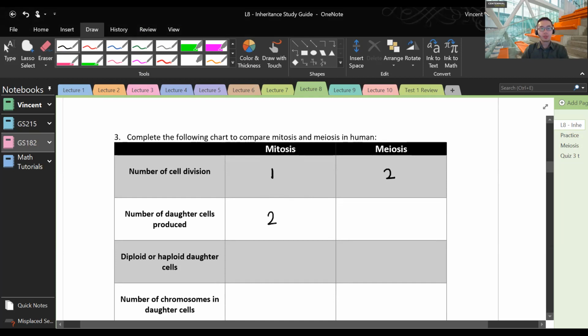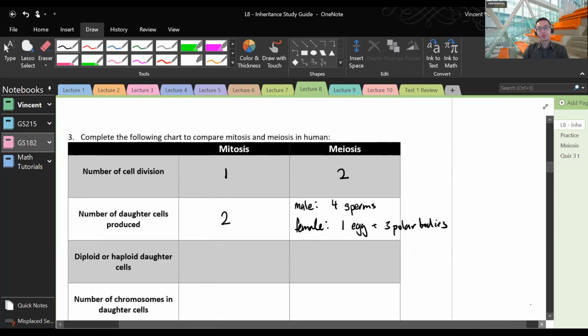Mitosis, we have 2 daughter cells. And for meiosis, it's a little bit different for male and female. In male, we're going to have four sperms from 1 germ cell. But for female, it's just going to be 1 egg. 1 egg plus 3 polar bodies.